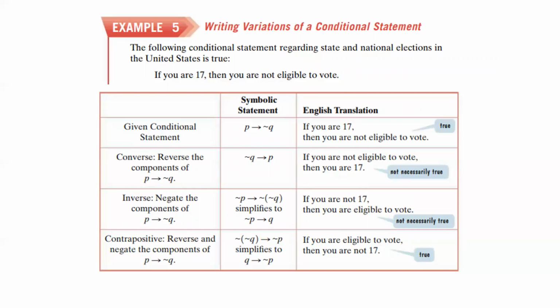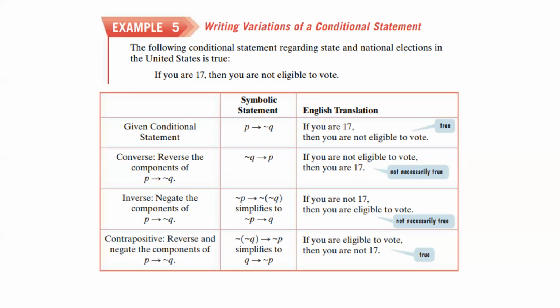If I'm going to write the converse of that statement, I flip both values. It was originally if P, then tilde Q. Now it's if tilde Q, then P. To translate that back to English, tilde Q is that you're not eligible to vote, and P is that you are 17. So if you are not eligible to vote, then you are 17. All I did was swap the order of my previous statement.